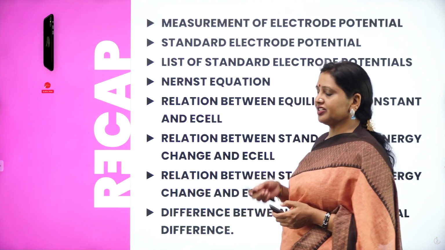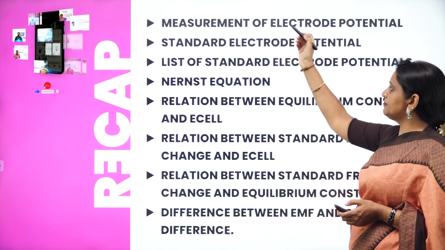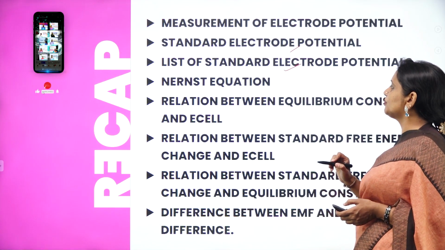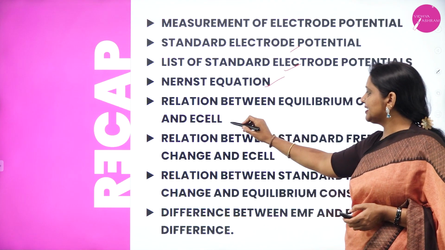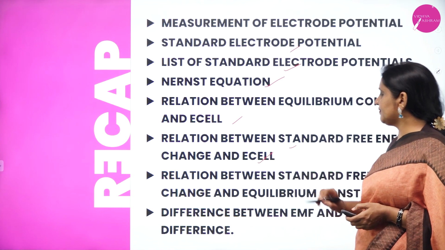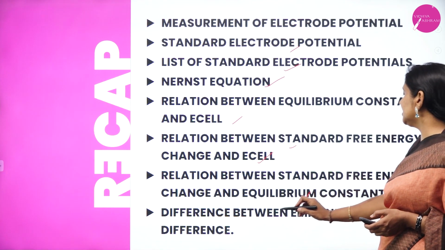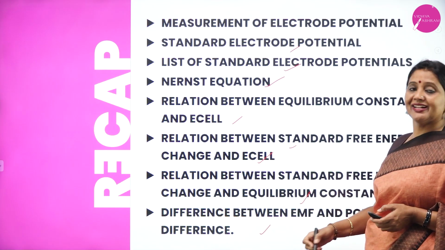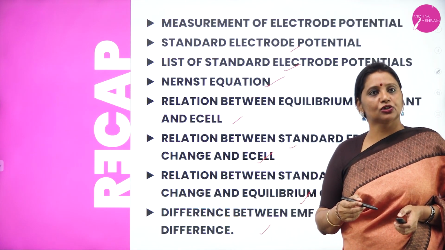In the previous session, that is in the 6th session, I discussed how electrode potential can be measured, standard electrode potential and the list of standard electrode potentials, and the Nernst equation. Also the relation between equilibrium constant and EMF of a cell, the relationship between standard free energy change and EMF of a cell, the relationship between standard free energy change and equilibrium constant, and the difference between EMF and potential difference. These are the topics I discussed in the previous session of chapter Electrochemistry.